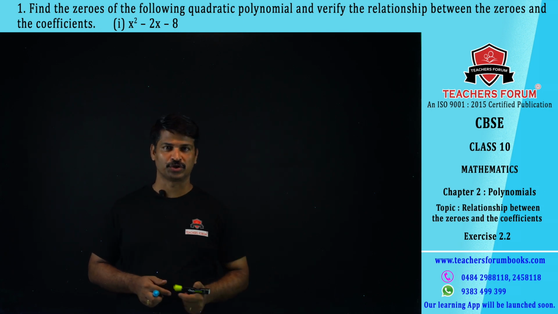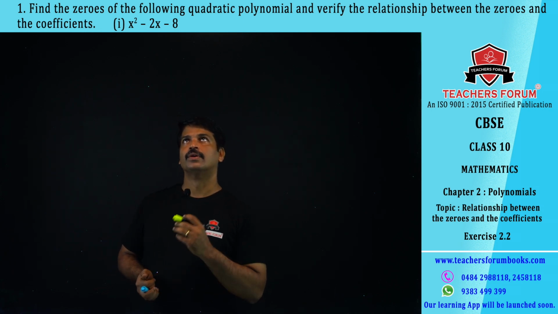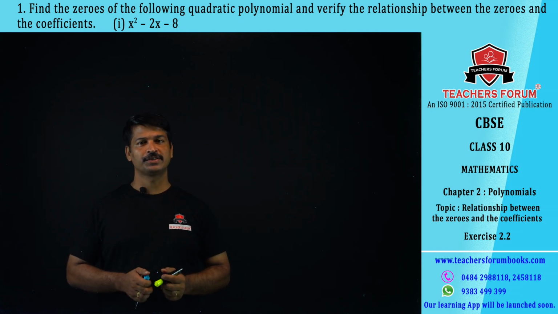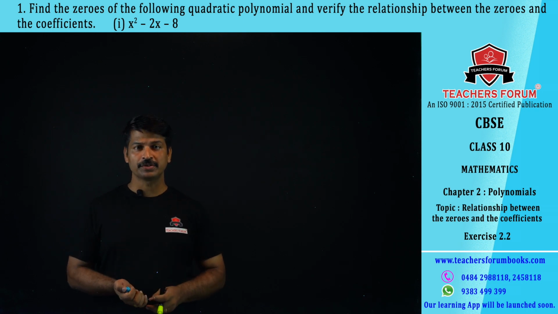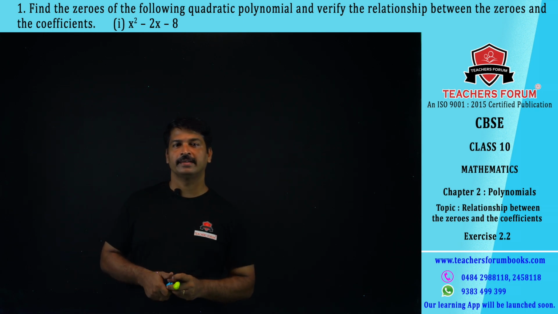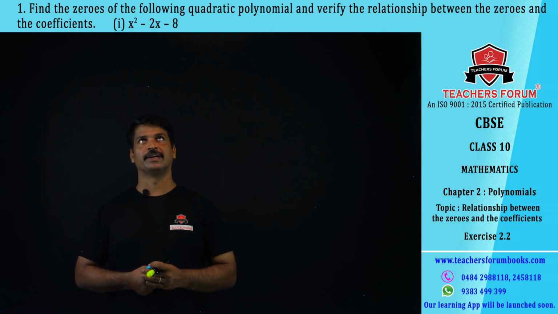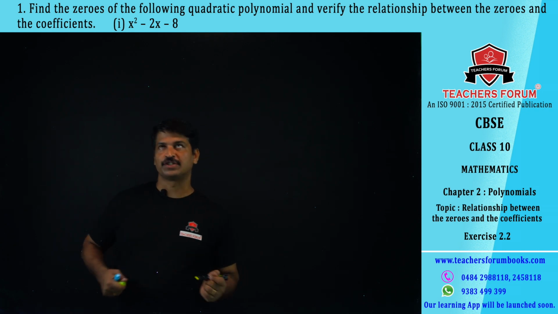Okay, let us read the first question. Here you are given some quadratic polynomials. You have to find the zeros. Then you have to verify the relationship between the zeros and the coefficient of the polynomial. Okay, let us solve the first one.